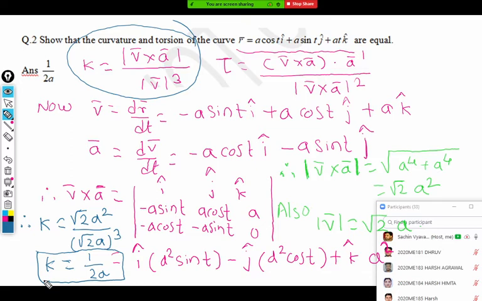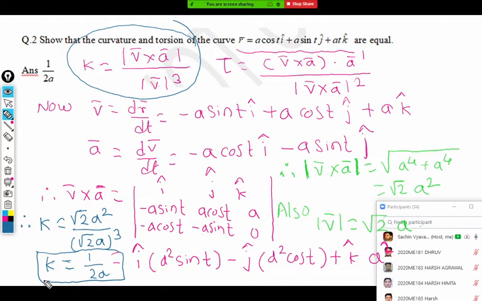So this topic is just formula based. The most important thing is that you should be able to recall the formula. Once you know the formula, just do a calculation and substitute the values there. You get the required values. So what will be the radius of curvature here? 2a, correct. Because radius of curvature is the reciprocal of curvature only. So 2a will be the radius of curvature.